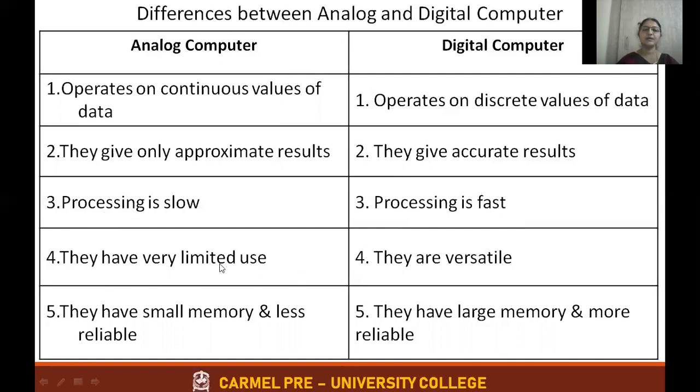Then fourth point, analog computers have very limited use, whereas digital computers are versatile. Versatile means we use them in many places, many areas. Then the last point, analog computers have small memory and are less reliable, whereas digital computers have large memory and are more reliable. These are the differences between analog computer and digital computer.